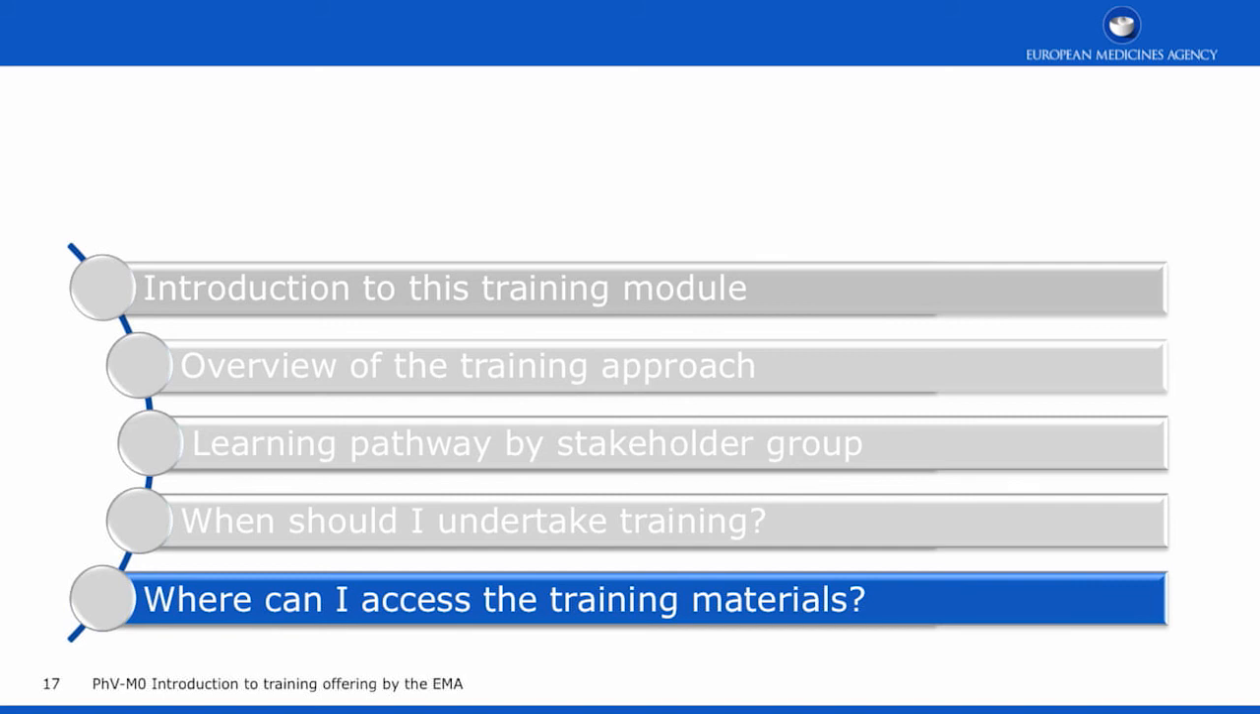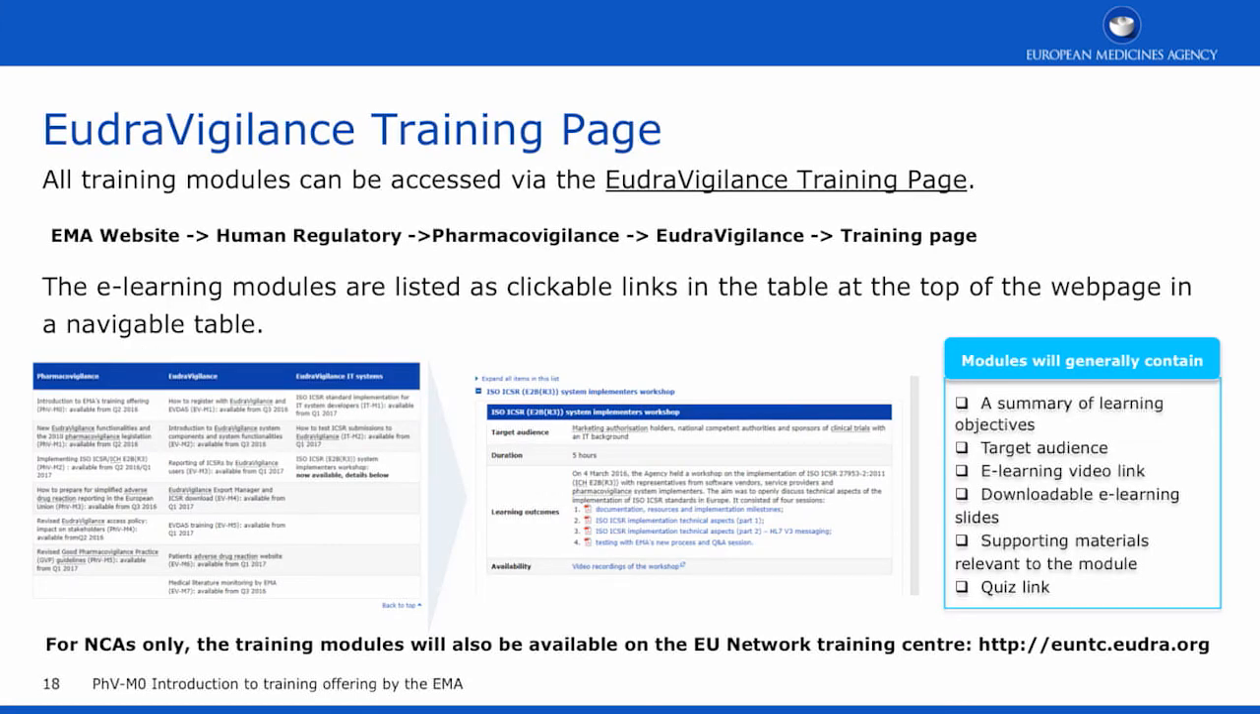The final section looks at where all these training materials can be accessed. As mentioned already, all the training modules can be accessed via the EudraVigilance Training Page. This is on the EMA corporate website with a path taking you from the pharmacovigilance and EudraVigilance section onto the dedicated EudraVigilance training page. All the training modules are listed in a table as clickable links.